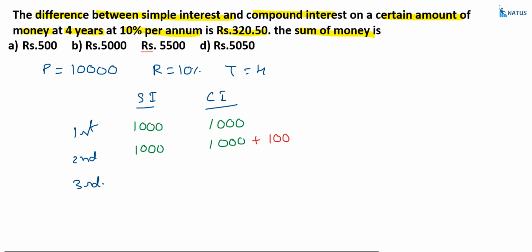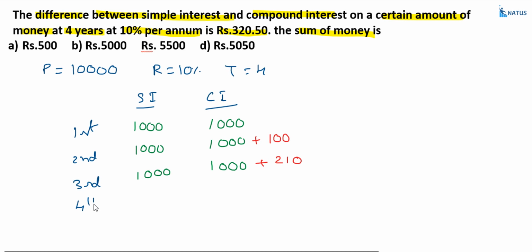Now come to the third year. What is the third year? There is no change in this 1000, and there is no change in this 1000. But what we require is the previous interest: 1000 plus 1000, 2000 plus 100. We calculate 10% of this 2100, that is equal to 210.